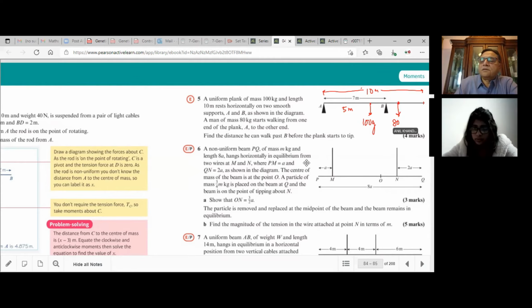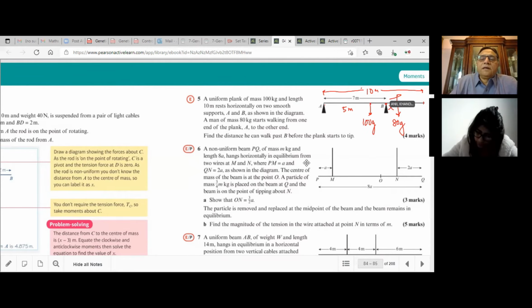When the person is walking here, it is going to tilt about B, so the reaction at A will be 0. So I think this diagram is okay. Find the distance he can walk past B. Let this distance past B be X, so B to the 80 g is X. We'll call the person's position P.